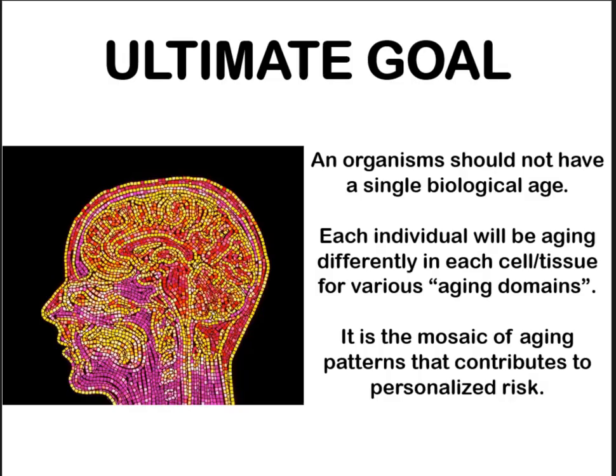So finally, I just want to touch on our ultimate goal, which is that I actually don't think an individual should have a single biological age. With things like methylation, you can get the epigenetic age of any tissue or cell in the body. So each individual will be aging differently in each tissue or cell. Some people might be more prone to aging faster in a certain cell type or tissue type than another. And it's really your mosaic of these different aging patterns that is going to contribute to your personalized risk. We actually have to understand how things are mapping on to this mosaic across the entire organism. So that's the ultimate goal. We'll see if we get there.